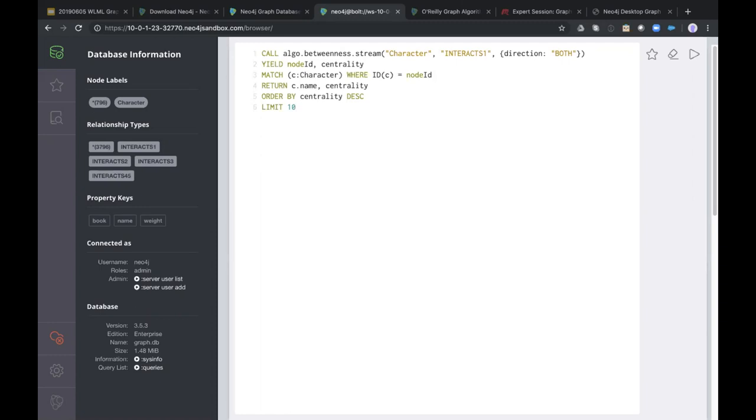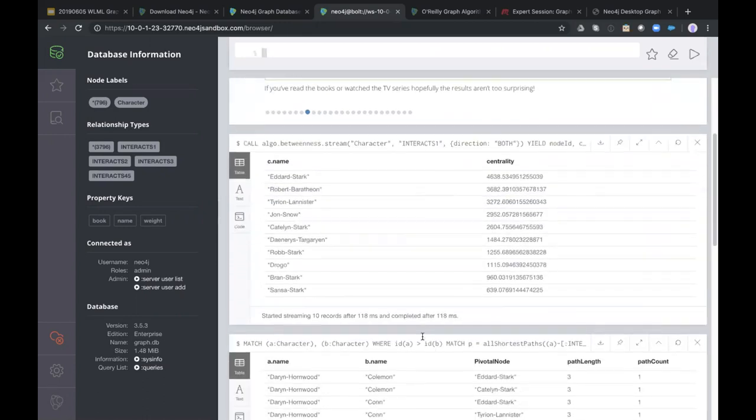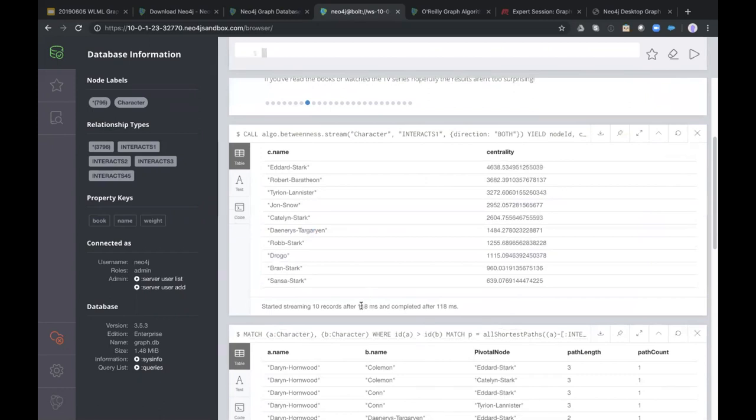Then I'm going to look up that character where the ID is actually that node ID. I'm going to return its name, centrality, and order it and return it. This is how those algorithms work, right? It's super simple. And I'm hoping you saw that it's actually super fast. 110 milliseconds, or 18 milliseconds, right?